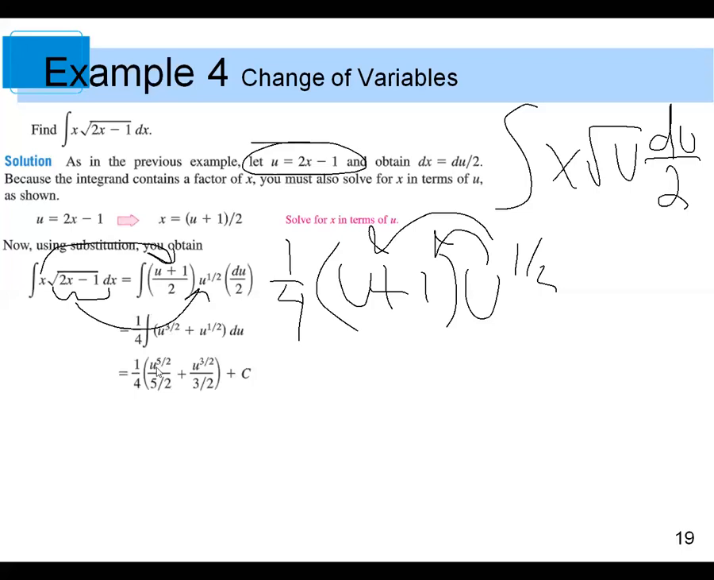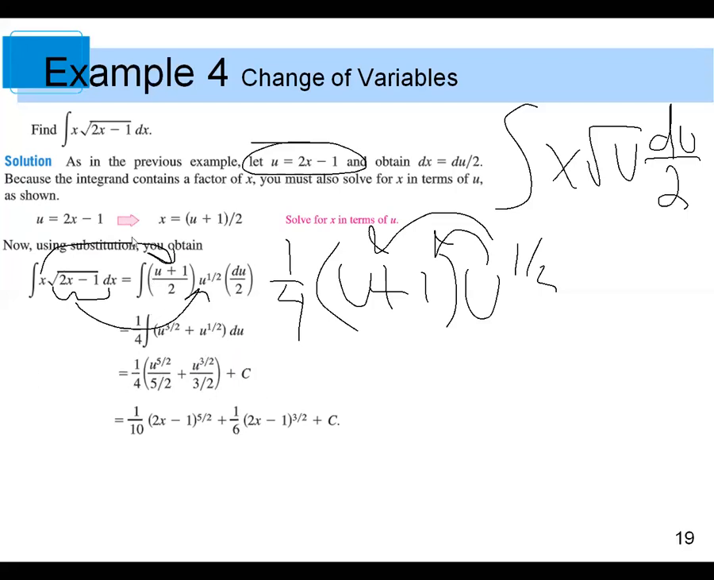1/4 times u to the 5 halves divided by 5 halves plus u to the 3 halves divided by 3 halves. Simplifying that and back substituting the u. So how do I get this? Well, if I divide by 5 halves, multiply by 2/5, and then multiply by the 1/4, and that would reduce to 1/10 here. And if you simplify this fraction and multiply by 1/4, you get 1/6.